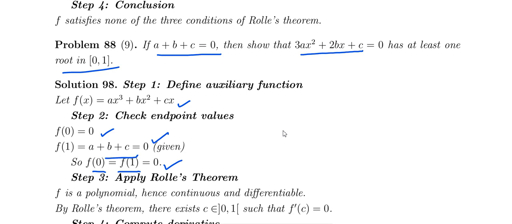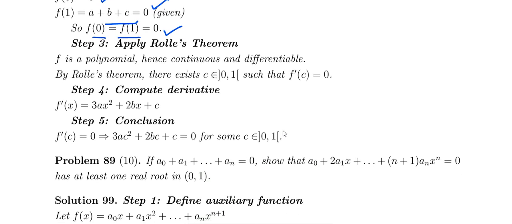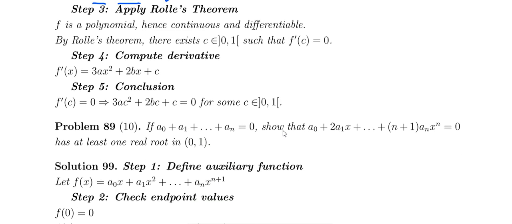So we can apply Rolle's theorem. We can put its derivative equal to 0. What is the derivative? f dash of c equal to 3ac square plus 2bc plus c equal to 0, where c belongs to 0, 1.